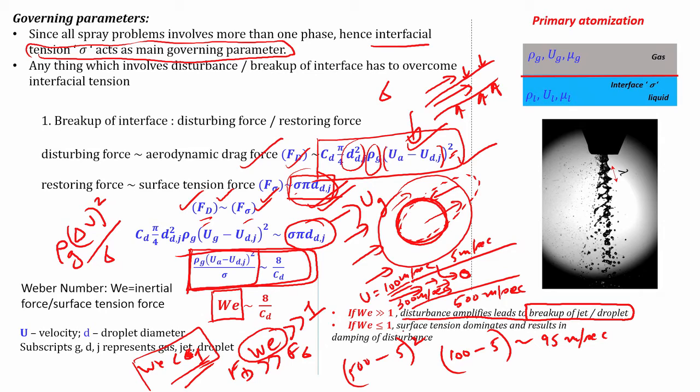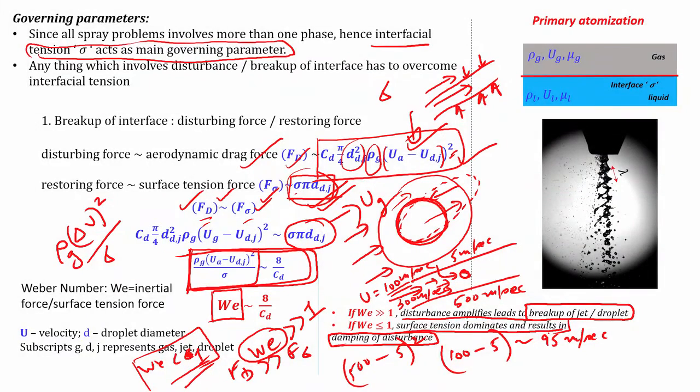If Weber number is less than or equal to 1, surface tension dominates and results in the damping of the disturbance. That means the droplet will not break up or the jet will not break up. So, Weber number becomes a very important parameter. It is basically the ratio of the inertial force to the surface tension force. Like Reynolds number was inertial by viscous, Weber number is inertial by surface tension, because these are the two quantities that are relevant in the current situation. That is an interesting observation.